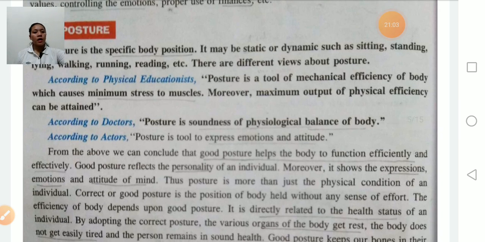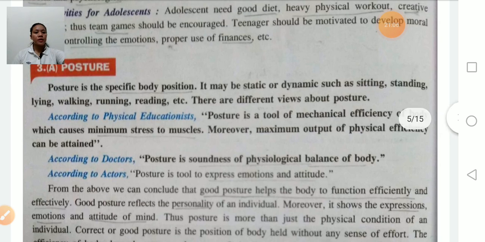According to physical educationists, posture is a tool of mechanical efficiency of the body which causes minimum stress to the muscles. Moreover, maximum output of physical efficiency can be attained. If the person has good posture, then there will be minimum stress to his muscles and maximum output can be gained. His physical efficiency will be improved.